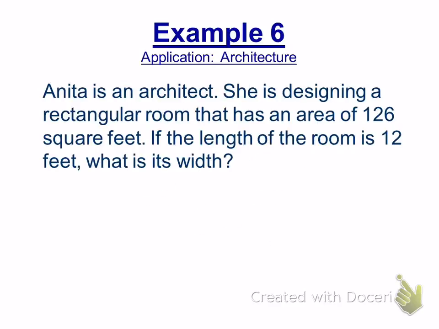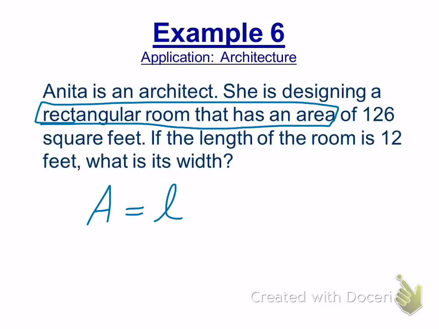All right, one more example. Anita is an architect. She's designing a rectangular room that has an area of 126 square feet. The length of the room is 12 feet. What is the width, right? So we're dealing with the area of a rectangle. So what should we write down? What formula are we working with here? Area equals length times width. And then what should we do? Substitute things in. 126 equals 12 is the length times W is the width. And now we have an equation that we want to solve.